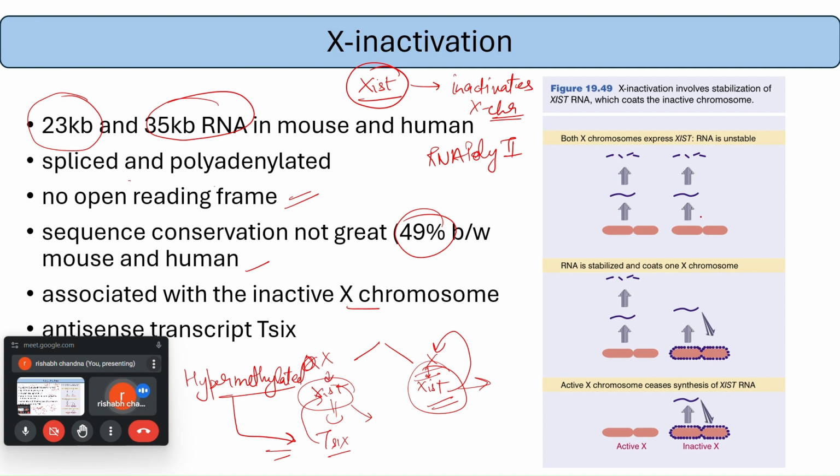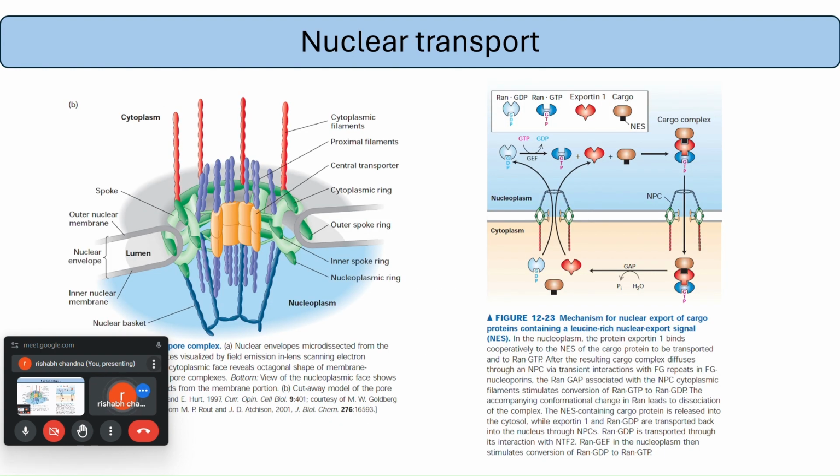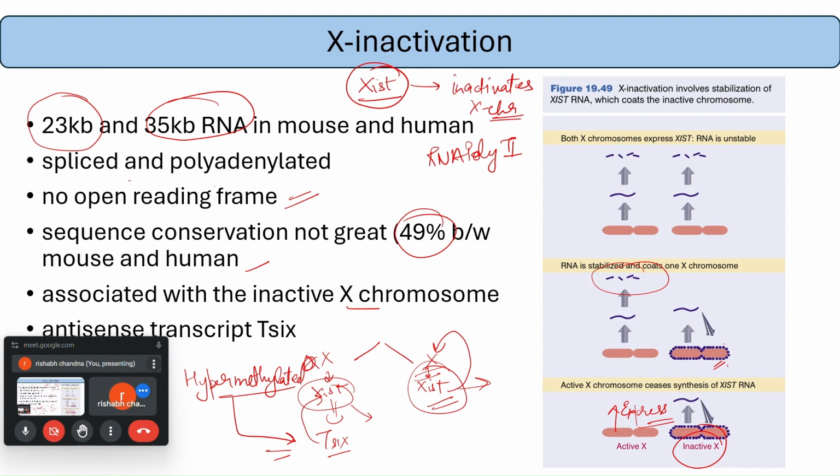So as we can see, both the chromosomes produce Tsix, sorry, Xist, and either one of them is stabilized, and this leads to the covering of the X chromosome, and here it is the inactive X. For the other one, the Xist RNA leads to its degradation because of the Tsix RNA, and this chromosome expresses itself. So this was the case with X inactivation. Now this ends the transcription part.